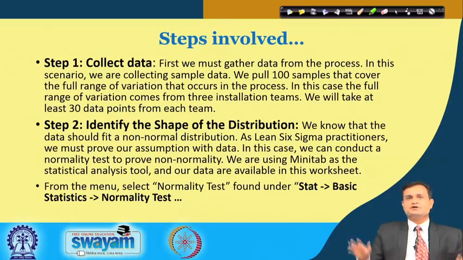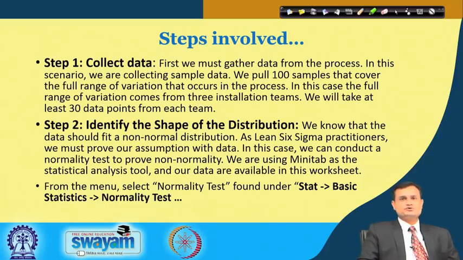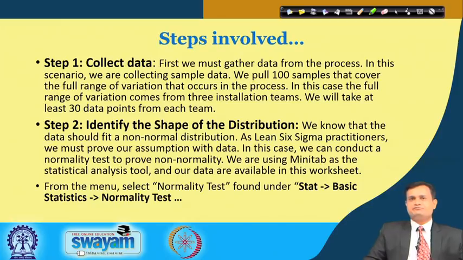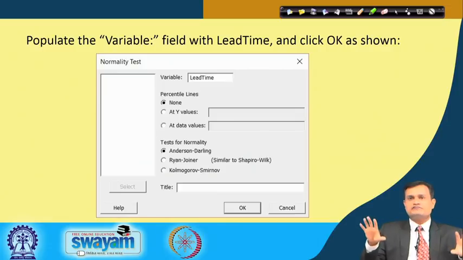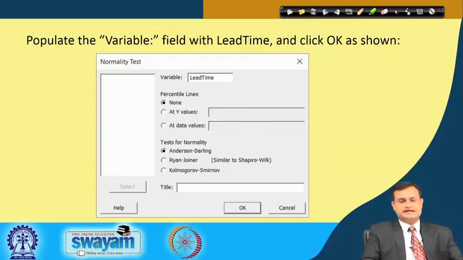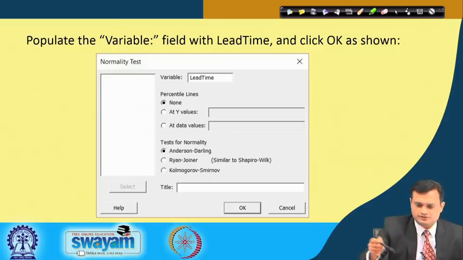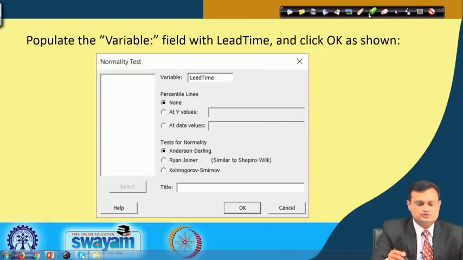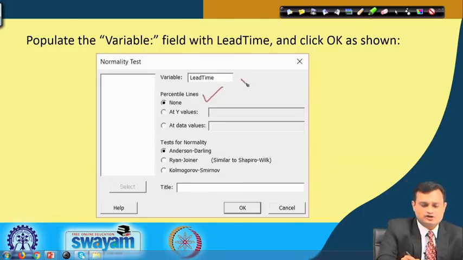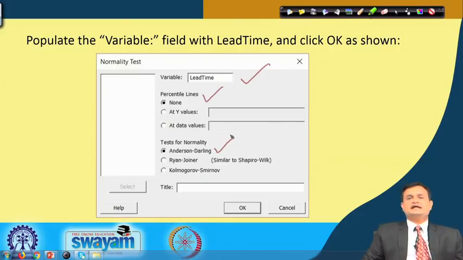So, steps are very simple to follow. You collect the data, identify the shape of the distribution. So, for that step 2 you go to stat, basic statistics, normality test. So, I am showing you the window also so that you get a clear idea about executing the non-normal process capability in Minitab. So, you have this particular window where you have percentile lines. So, I am saying none. You have the variable of interest, I am putting lead time. Test for normality, I am selecting Anderson-Darling.